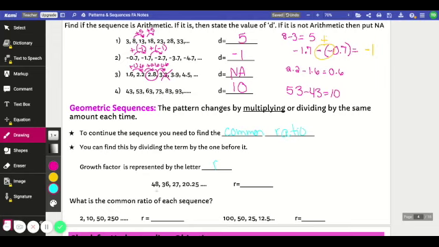In here we have 48, 36, 27, 20.25. So we're dividing 36 by 48, and we get 0.75. So if I were to multiply each term by 0.75, I would get the next term. Okay, so my common ratio is 0.75. And you can definitely check that out on your calculator to see if it works.